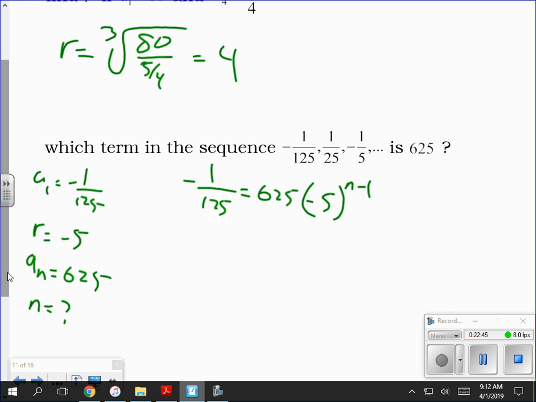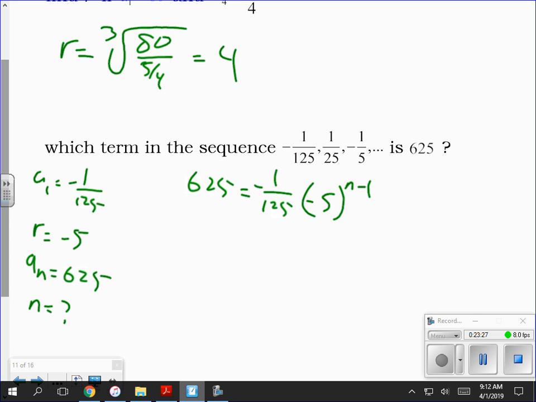1/25 divided by 625, and you end up getting... I did that backwards. My bad. I knew something was wrong. I'm looking at them going, that can't be right. 1 over 125 goes here, and the 625 goes there. Oh, man. Thank you.